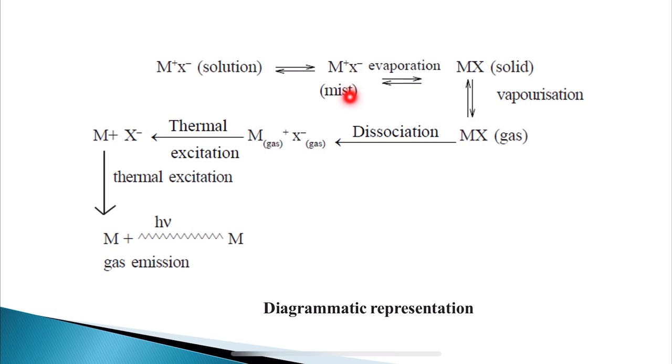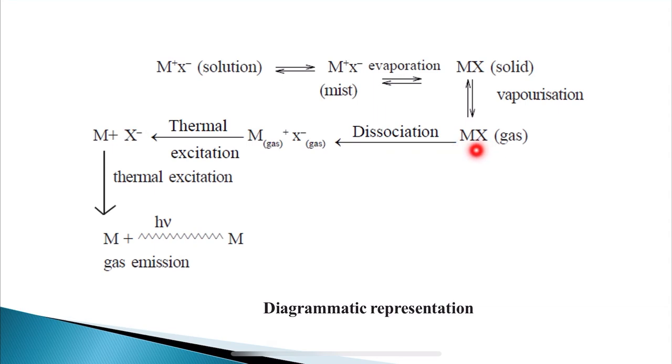So, what happens is the solvent vaporizes, that means evaporation is going to take place, the solvent vaporizes and then it will convert into the solid compound, that is MX. Let me represent it as MX. Okay. And next this solid is going to get vaporized. Okay. So, once it gets vaporized, this solid is going to get converted into a gaseous form. Okay. Once it converts to the gaseous form, dissociation is going to take place, that means M plus and X minus will be formed.